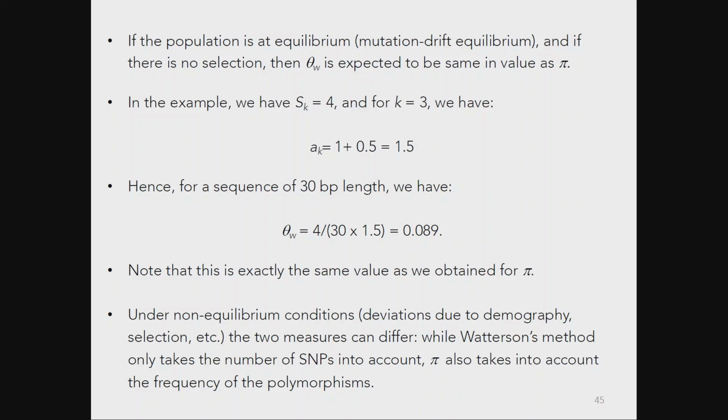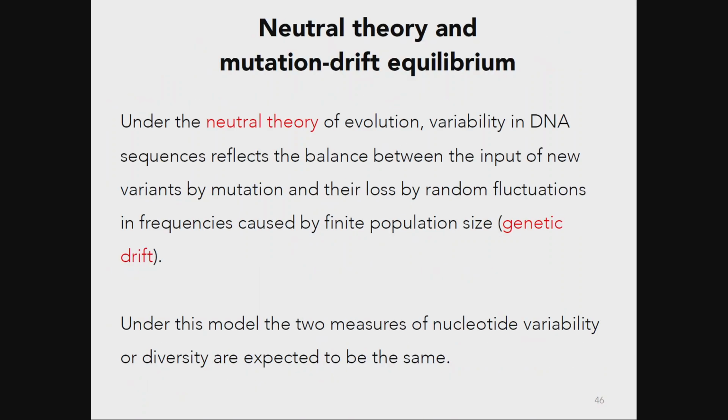And so also the two methods of estimating things differ a little bit, because Watterson's method only takes the number of SNPs into account, the number of segregating sites, which in our example was 4, divided by some correction factor. But pi is an average that also takes into account the frequency of the polymorphisms. It's not only the number of segregating sites, it's also how commonly they occur, okay? And so that's also why these numbers can sometimes differ. But if they are the same, it's a very good indication that things are standard neutral, right?